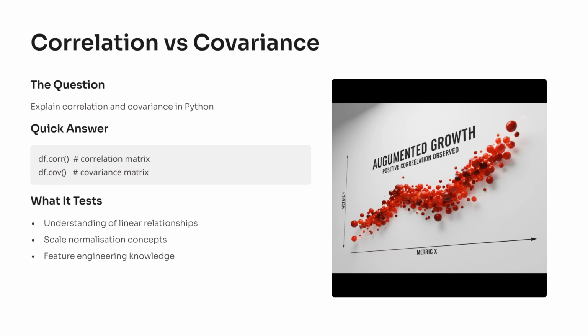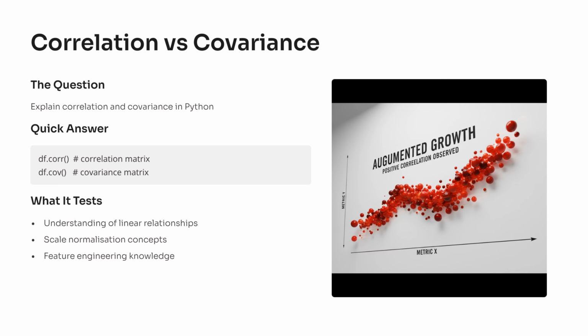Covariance tells you how two variables move together. If both increase or decrease in sync, it's positive. If one goes up while the other drops, it's negative. But covariance depends on scale. So if one variable is measured in thousands and another in tens, the result becomes difficult to interpret.